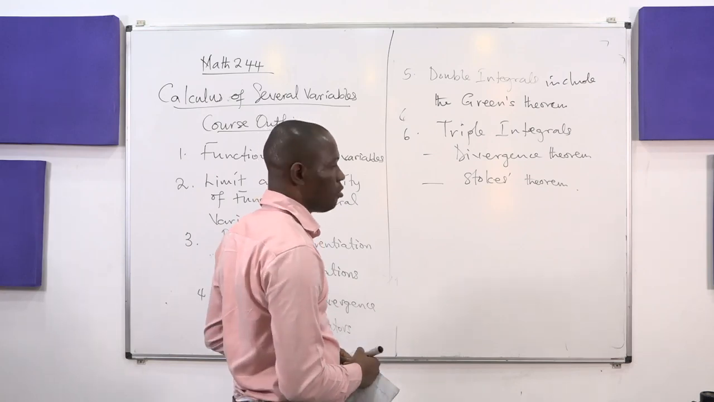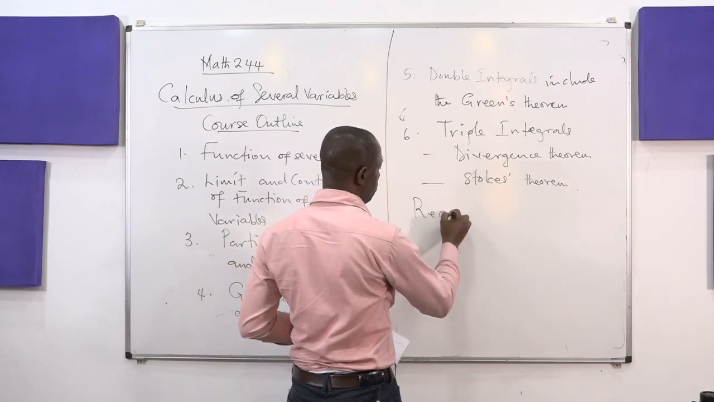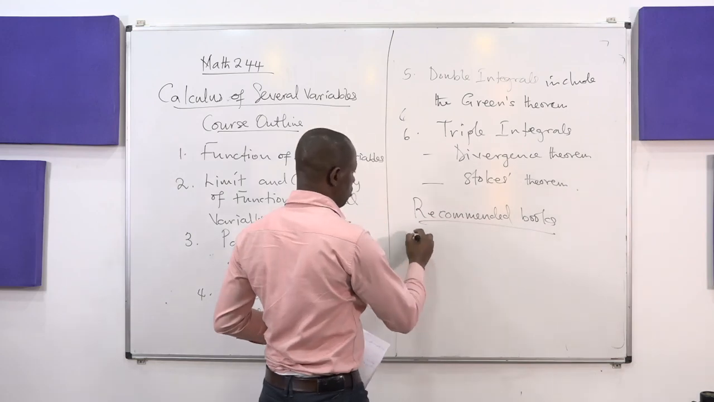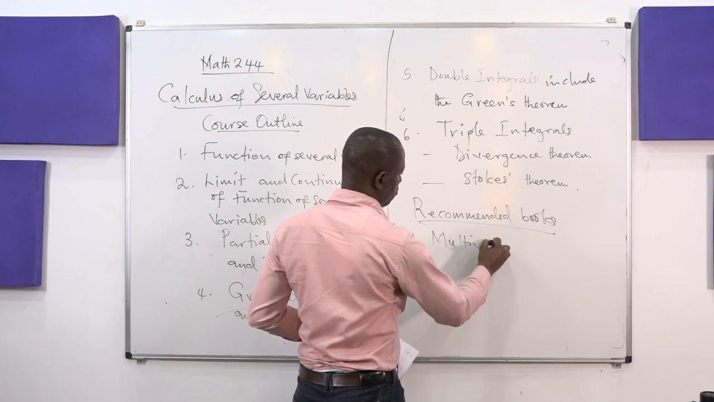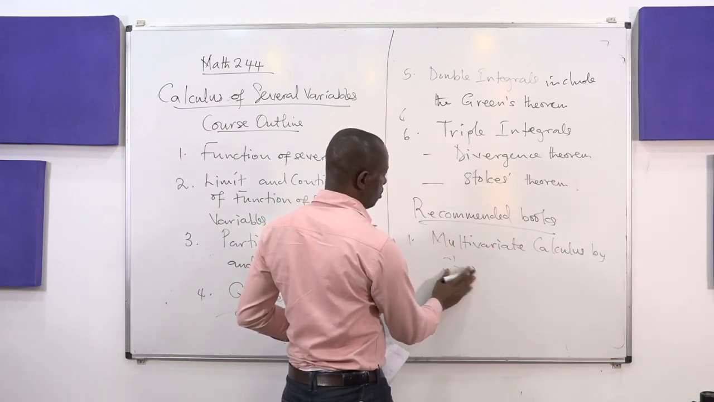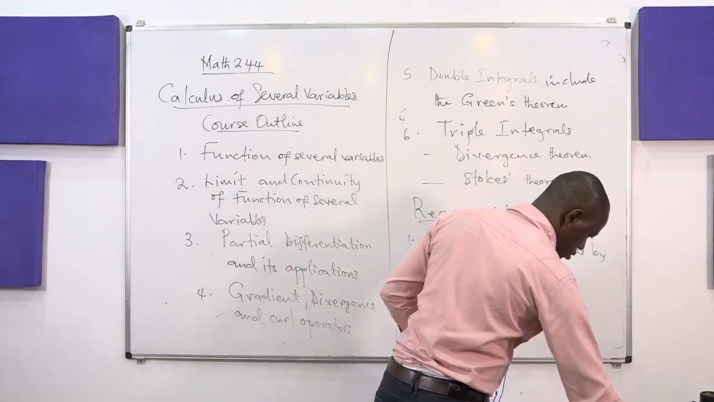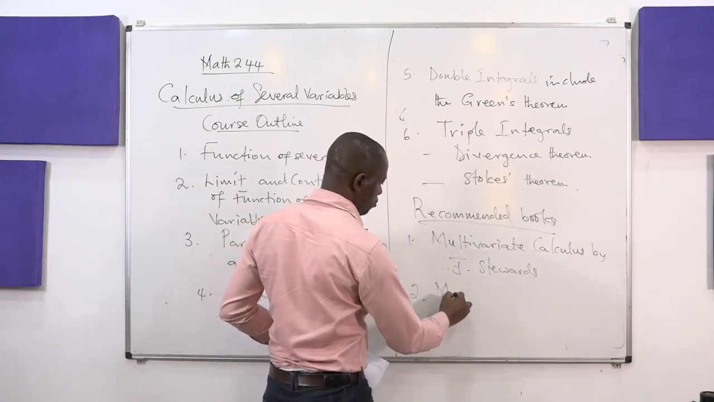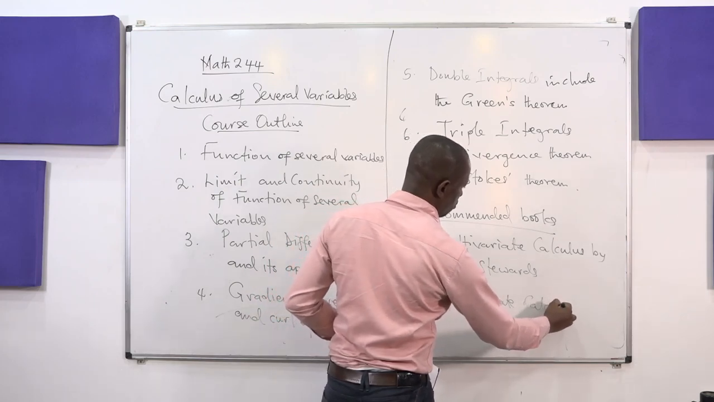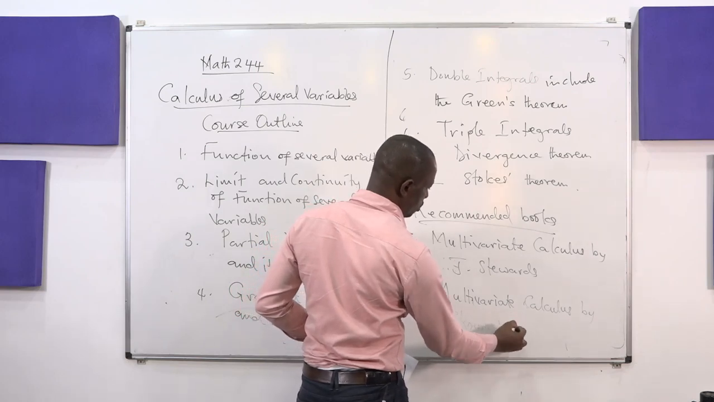Recommended books. If you get any book on multivariate calculus, I've sent the class rep one. But be very careful with Sokolsky. If you get a book by James Stewart, Multivariate Calculus, or any book on multivariate calculus by Sokolsky, that one you have it.